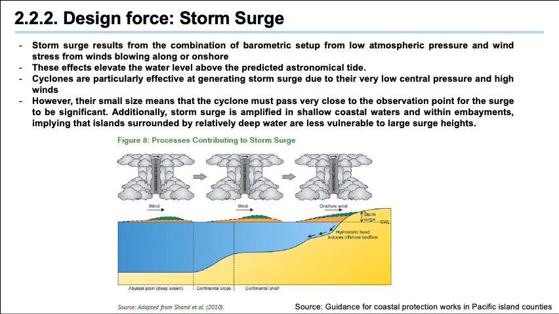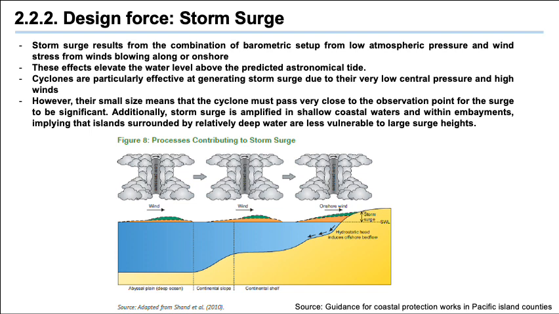Next design force is storm surge. Storm surge results from the combination of barometric setup from low atmospheric pressure and wind stress from winds blowing along or onshore, which elevates the water level above the predicted tide. The combined elevation of predicted tide, climatic cycles, and storm surge is known as storm tide.